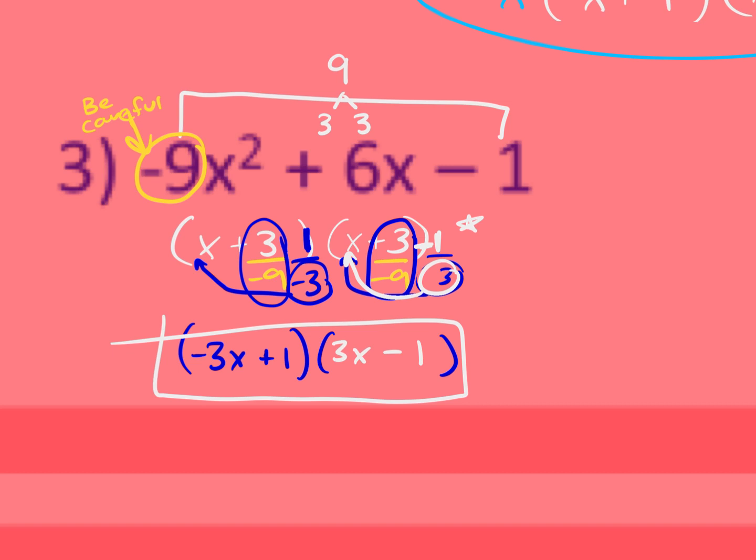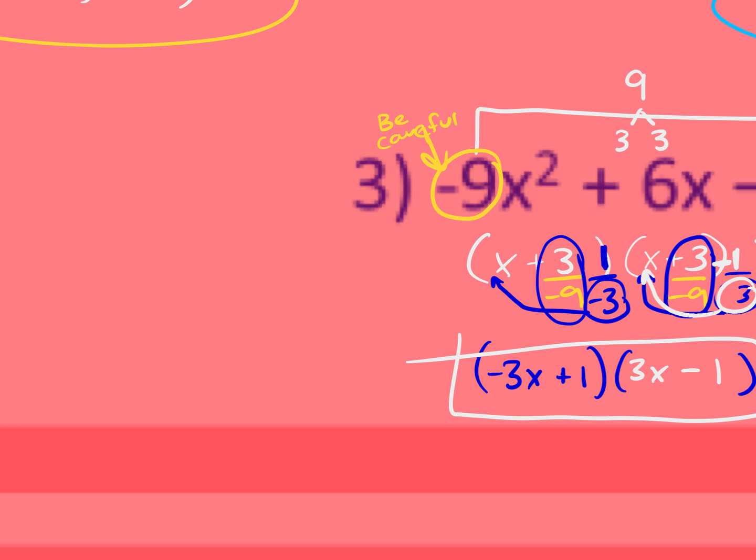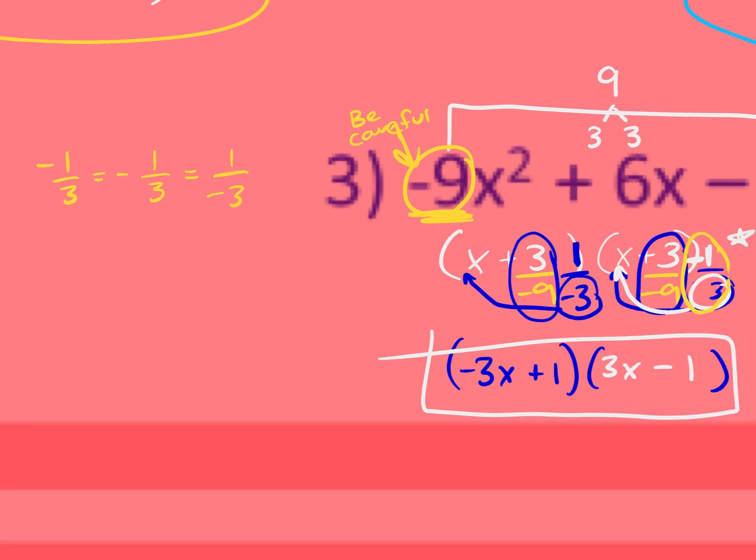You just do it whenever you can, because this would be the circumstance when you have a negative out front. And the reason why is because negative 1 over 3 is the same thing as saying negative 1 over 3, which is the same thing as saying 1 over negative 3. These are all the same. It doesn't matter where you put the negative. So when we simplified, the negative was just on the top. So you just have to be careful.